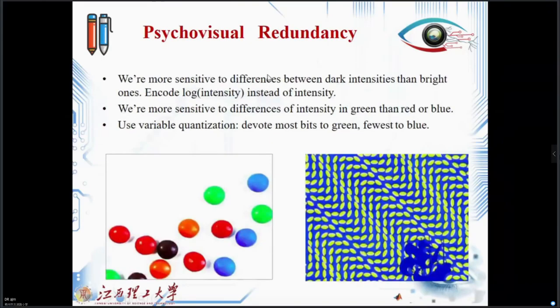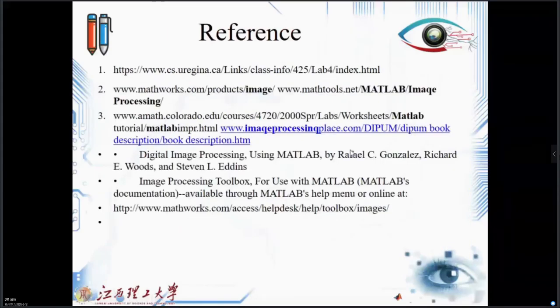We are actually more sensitive to differences in dark intensity than bright ones, so we encode log of intensity instead of intensity. We are more sensitive to differences of intensity in green than red or blue, and we will use variable quantization, meaning we devote most bits to green and fewest to blue. That was the last redundancy section that we can have. And I think that up to this part is okay for today's lecture.